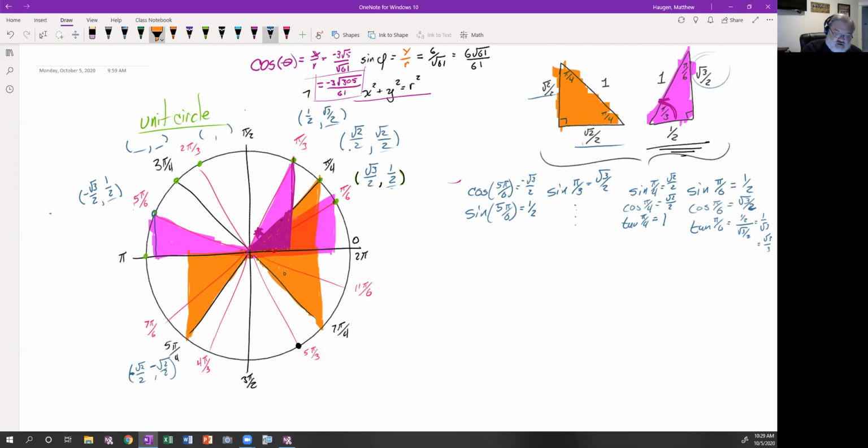Because it's pi over 4, we know the side lengths are square root of 2 over 2. So the x value is square root of 2 over 2, and it's going to be positive because we're in a positive x quadrant. But this length is going to be negative because we're down in quadrant 4. So that's going to be a negative square root of 2 over 2.